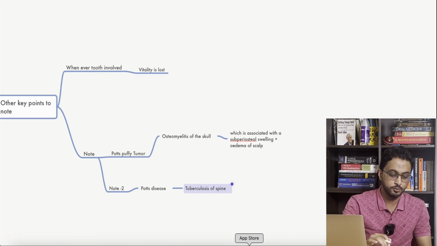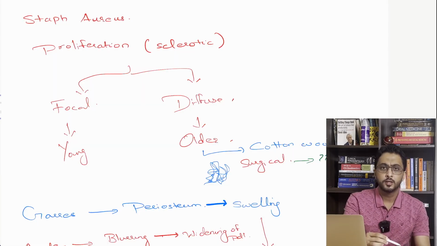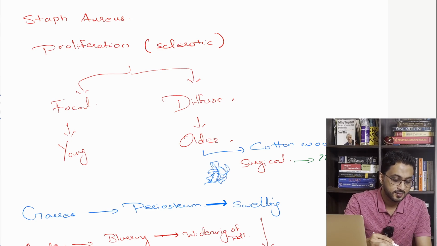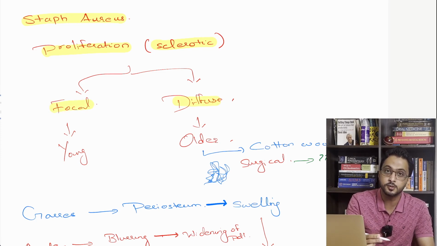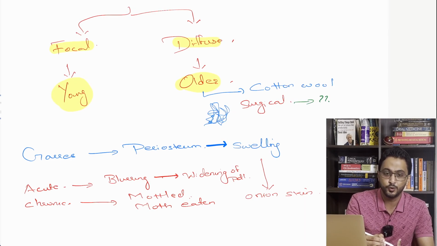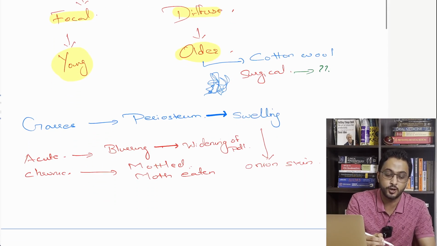Now the time to review. The most important thing we saw was that it is Staphylococcus aureus. Then we saw the sclerotic is basically proliferation. The other was the destructive, pus formation, which was the suppurative. Then we have focal and diffuse. Focal is in younger individuals, the other is in older individuals. Plus focal is due to carious lesion, diffuse is due to periodontal lesion.